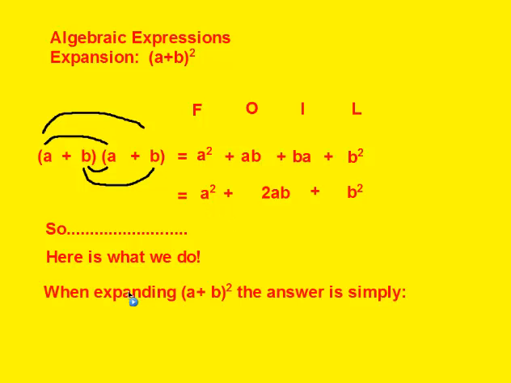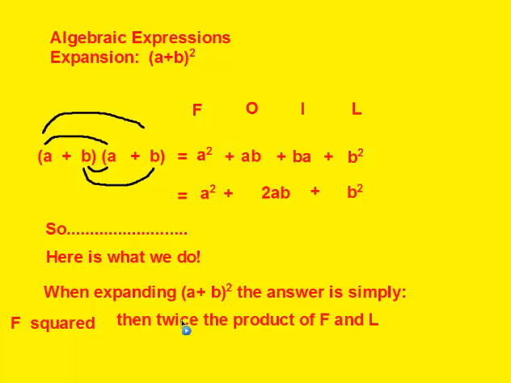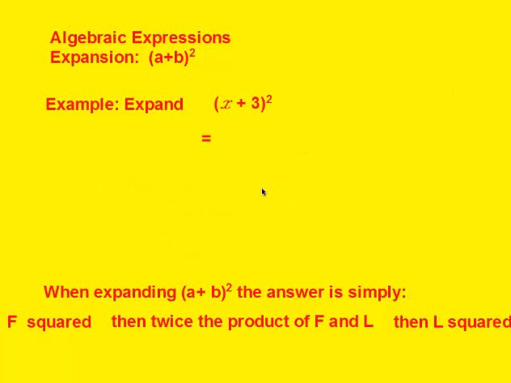Here's what we do. When expanding a plus b squared, the answer is simply the square of the first. A squared gives us the first term. The middle term is twice the product of the first and the last. Twice a times b is 2ab. And on the end is just the last squared. So if we remember that shortcut, we can do expanding squared terms much quicker. Let's see how it goes.